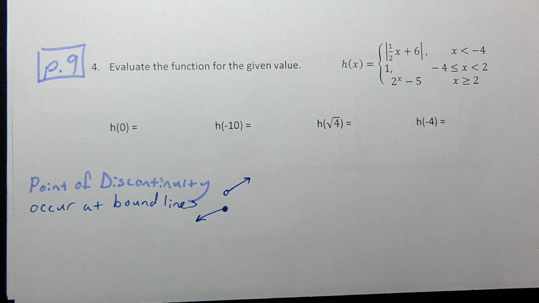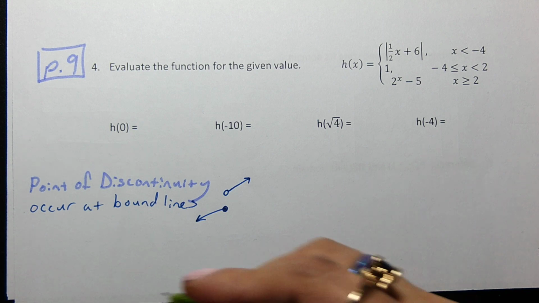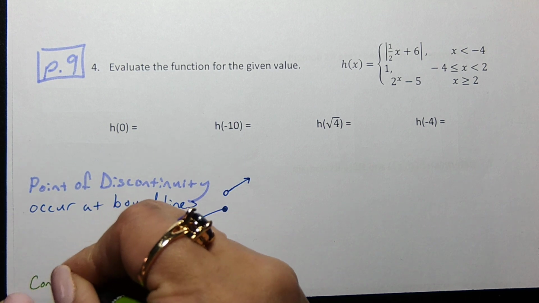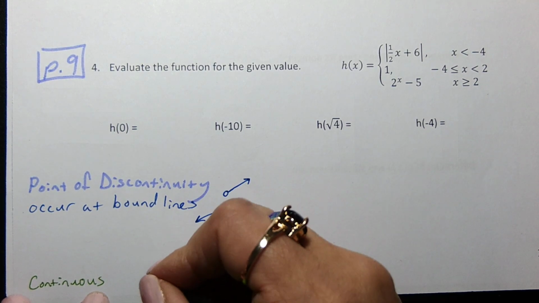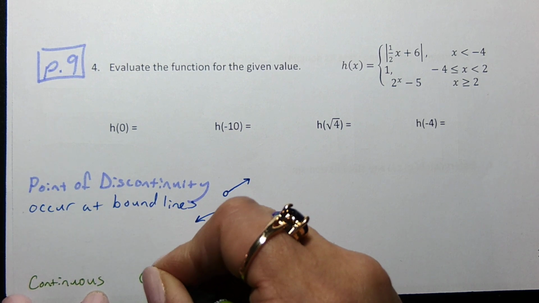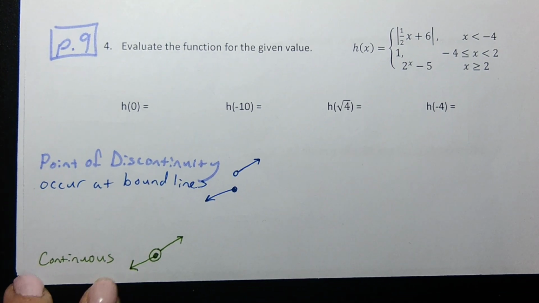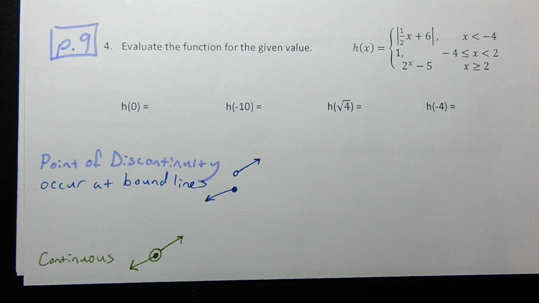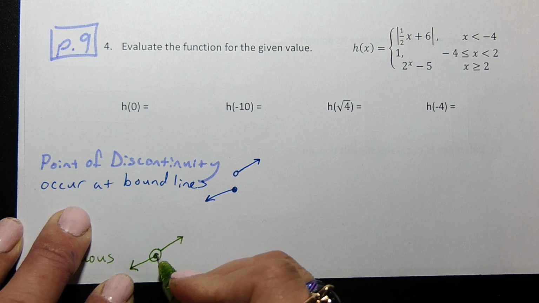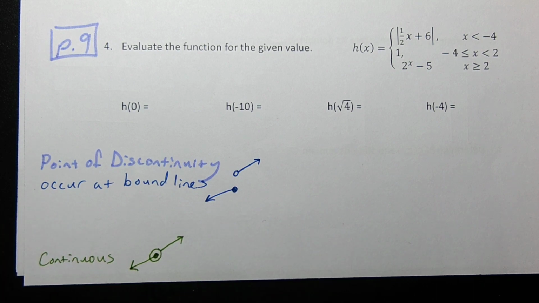Sometimes piecewise functions are continuous. They're continuous if the open dot and the closed dot occupy the same space. Because if they have the same value, is there actually a break there? No. It is undefined for this function piece, but the other function piece covers it, so that would be continuous.